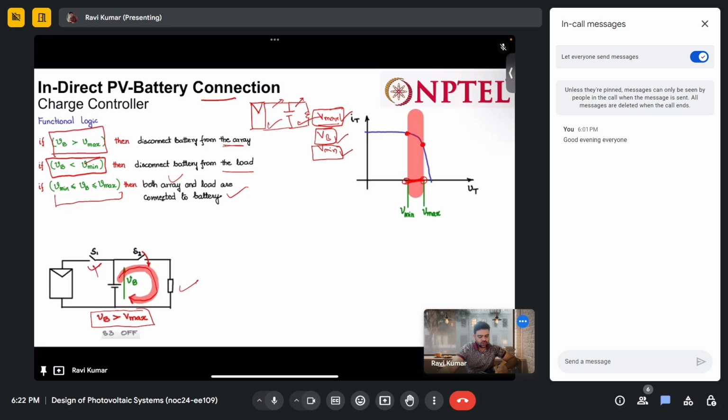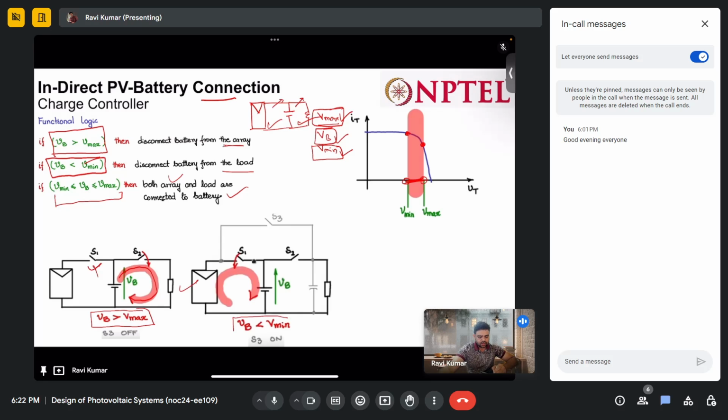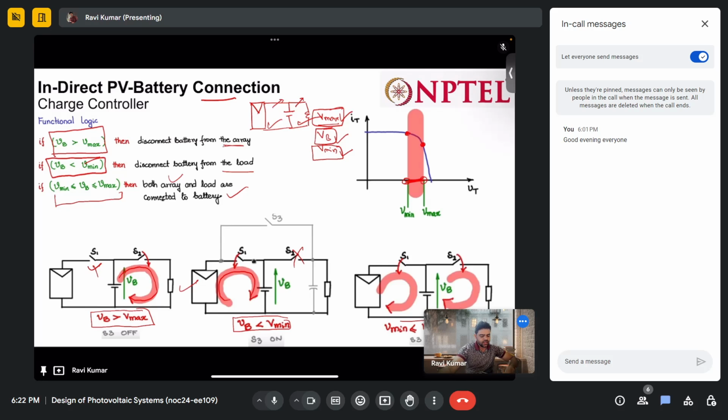Second condition, when this Vb is less than the minimum, it means it is fully discharged. So it is disconnected from here and it is connected here. So in this condition, the battery is being charged. Then we have the third condition, when this is in between, it is neither fully charged nor fully discharged. So in this condition, this solar PV array is also connected, and this load is also connected to the battery. So these are the functional logic which a charge controller uses.